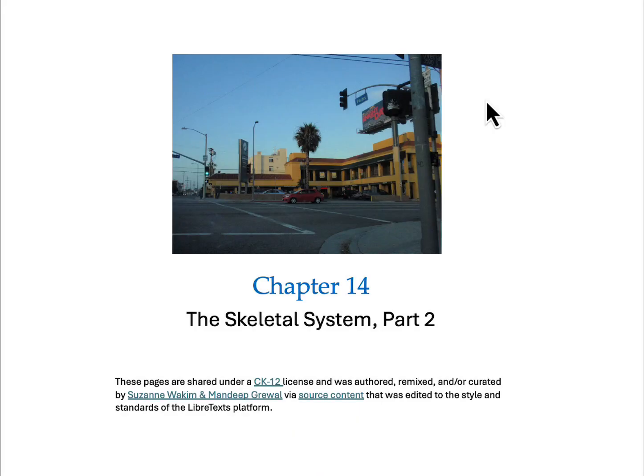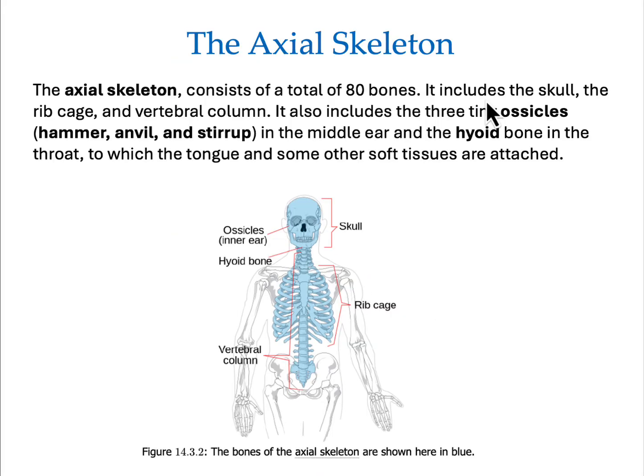Chapter 14, The Skeletal System, Part 2. The axial skeleton. The axial skeleton consists of a total of 80 bones. It includes the skull, the rib cage, and vertebral column. It also includes 3 tiny ossicles, the hammer, anvil, and stirrup, in the middle ear, and the hyoid bone in the throat, to which the tongue and some other soft tissues are attached.